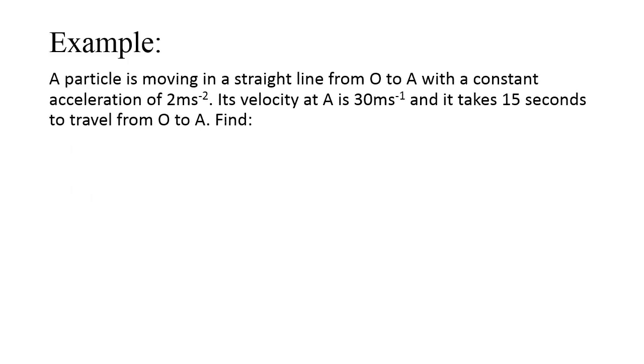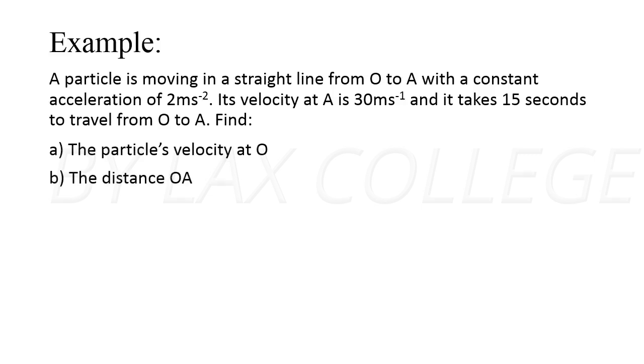The first question: a particle is moving in a straight line from O to A with a constant acceleration of 2 meters per second squared. Its velocity at A is 30 meters per second and it takes 15 seconds to travel from O to A. Find (a) the particle's velocity at O, and (b) the distance OA. So let us start with part (a) first.